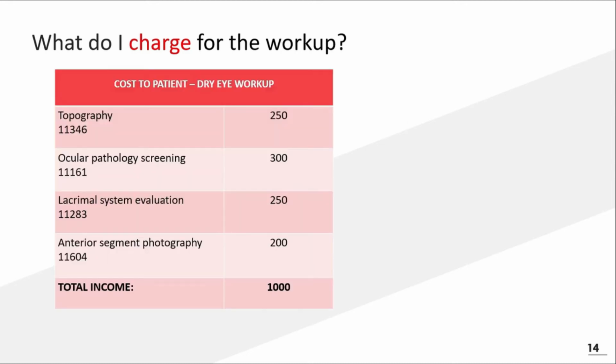Now, how does that work? In our coding structure, these are the codes that I found the most relevant. We are busy working on new codes and new structures, but for now, these are good. And these are the prices that I charge. So the 4 things that are involved in a workup would be your topography, your ocular pathology screening, which includes your stainings and your slit lamp evaluations. Then your lacrimal system evaluation is things like your Schirmer tests and all of the tear drainage tests that you might do. And then anterior segment photography, if you have a digital slit lamp and you're actually doing photos, then you can charge that as well.